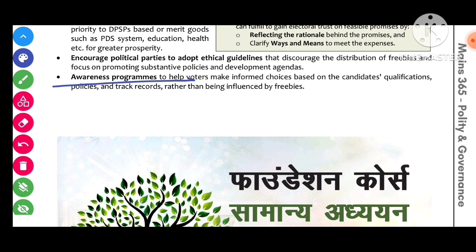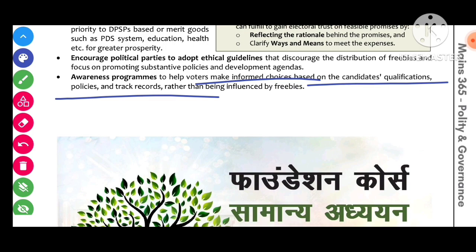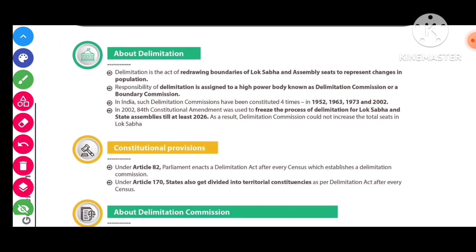Okay, and awareness programs, such that voters make informed choices based on the candidates' qualifications, policies, and track records rather than being influenced by freebies. Okay, so remember this.